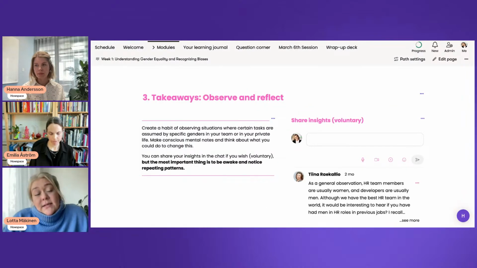And then the last exercise every week was a takeaway, observe and reflect, which was voluntary, but it was also just to put the seed into the learner's head about, hey, observe the behavior. Do you see this happening? Can you spot it? And then share insights if that happens.